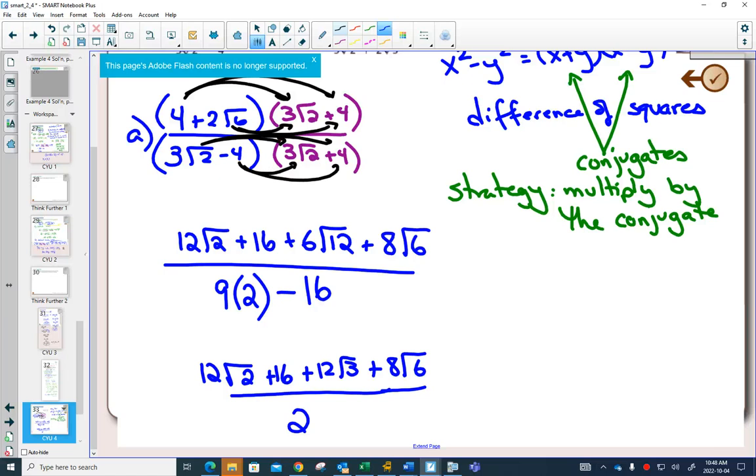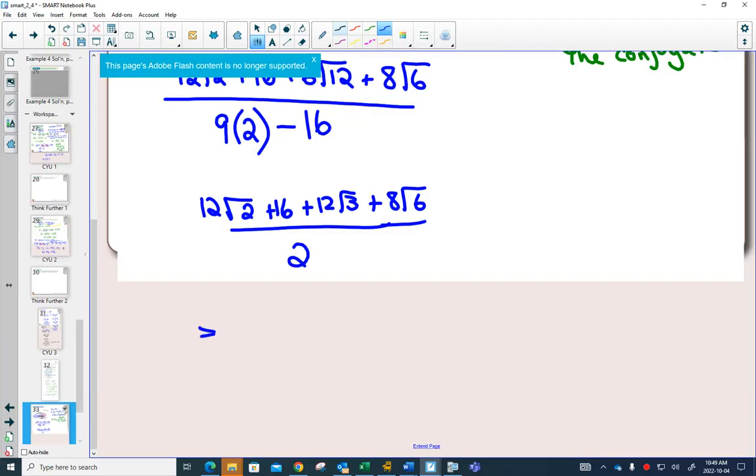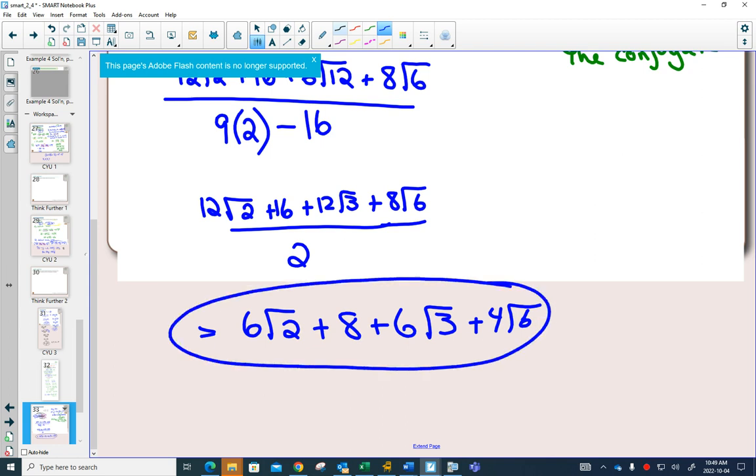And again, we have to check, are any of these like radicals or like terms? Can we put any of them together? The answer is no, because they're all different. Then finally, we have to say, oh, I've got a 2 on the bottom. Is this fraction in lowest terms? Or can these 4 terms on the top be divided by 2? They each can be divided by 2, so that means my final answer will be 6 root 2 plus 8 plus 6 root 3 plus 4 root 6. And this is simplified. Okay?